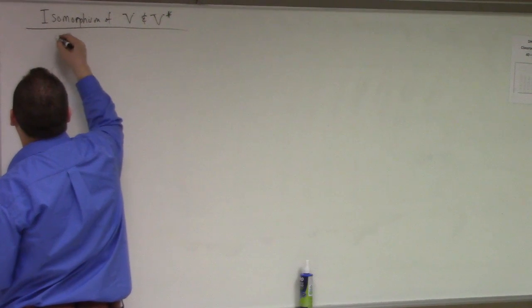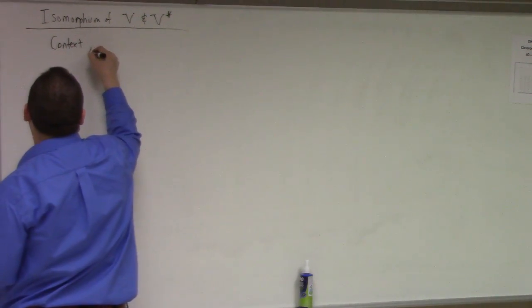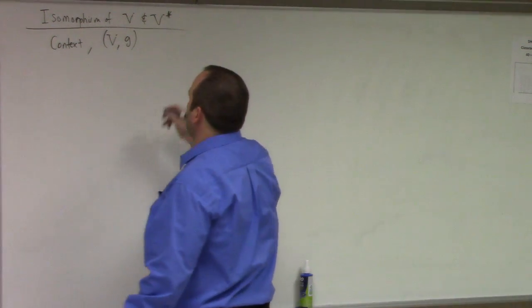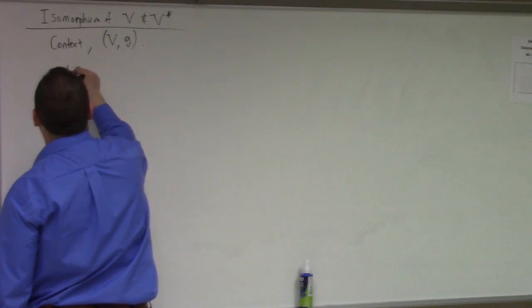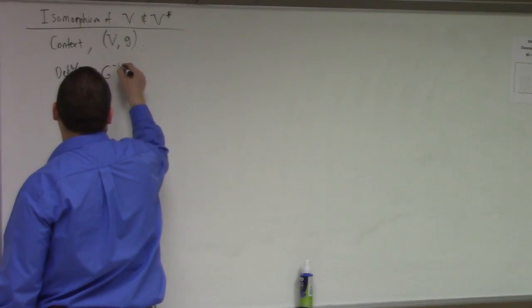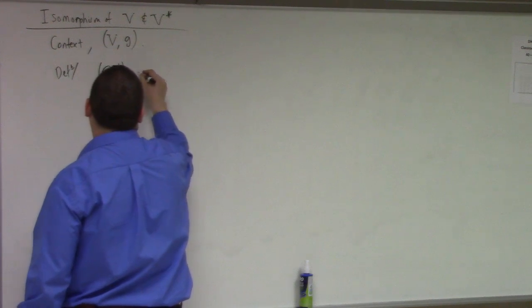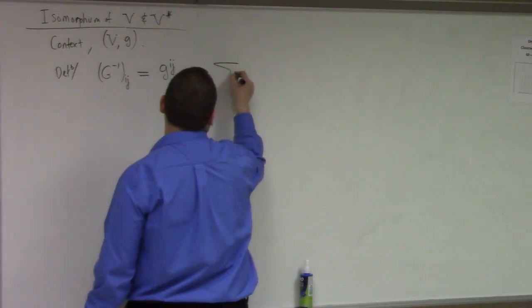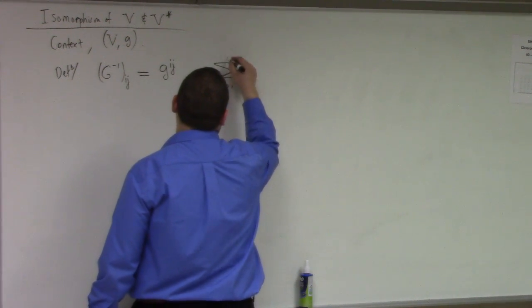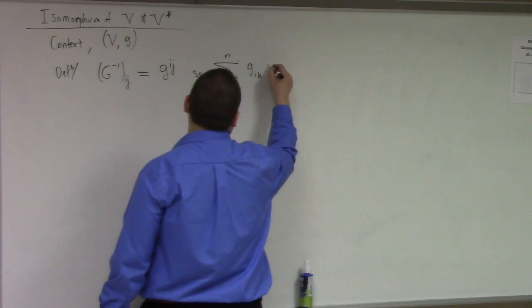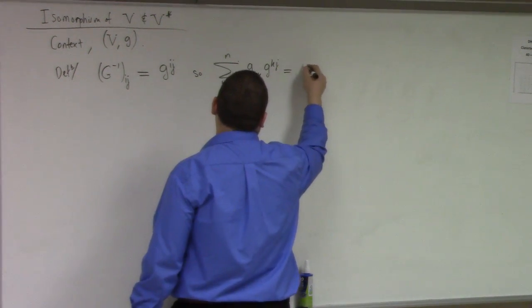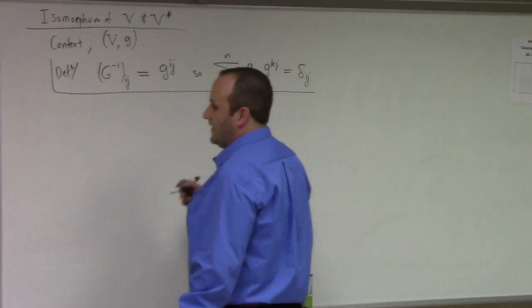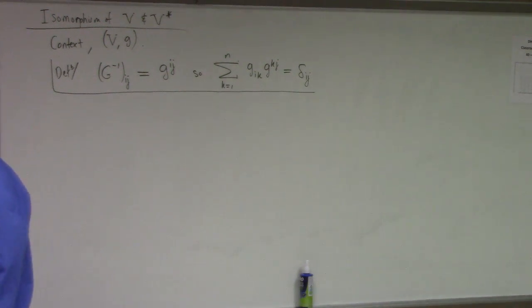So our context now is that of a geometry. We're looking at V paired with a metric. By the way, the definition: G inverse, the components of that are defined to be G upper ij. So the sum, k equals 1 to n, of G lower ik, G upper kj, that's Kronecker delta ij. Sometimes this G with the upper indices i and j is called the inverse metric.